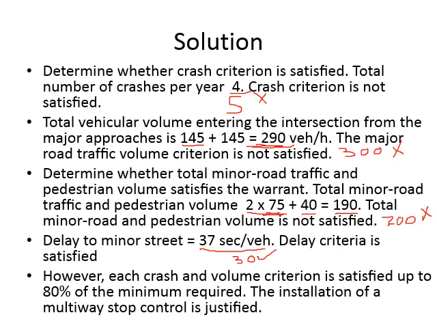If you calculate 80% of 200, it will be less than 190. Similarly, if you calculate 80% of 300, it will be less than 290, and 80% of 5 will be less than 4. So basically the numbers which you have are more than 80% for all the volume and crash criteria. Then in that case you can still provide a multi-way stop sign.